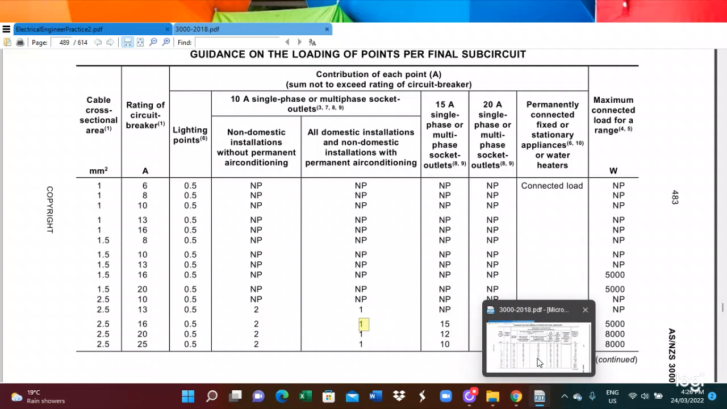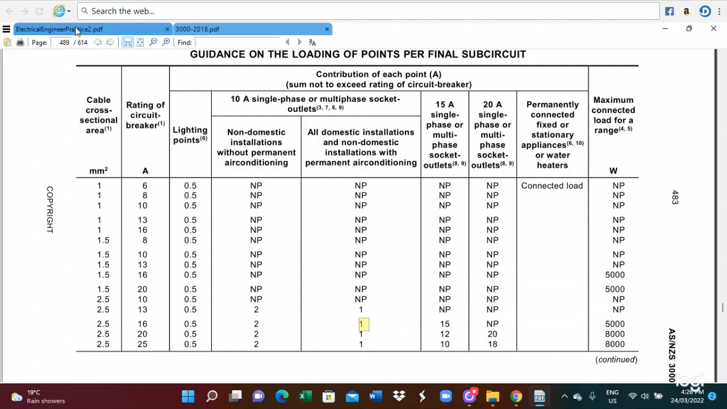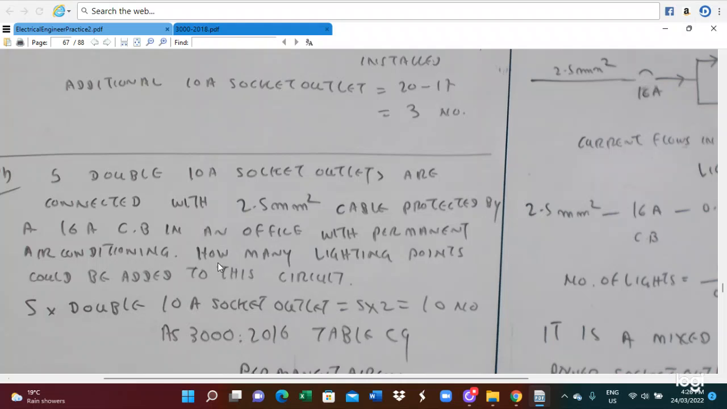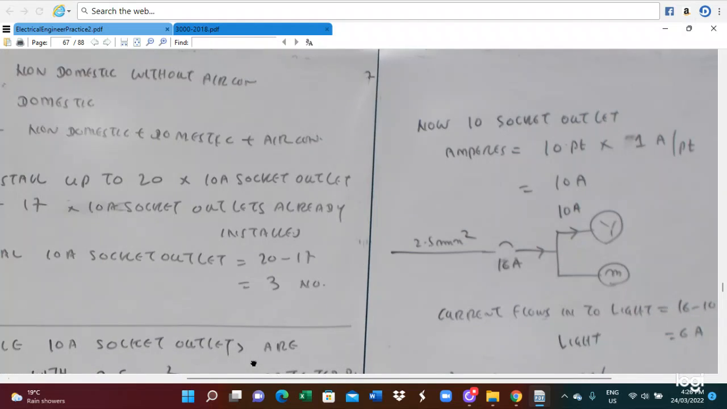But how many points are already installed? We can calculate that. 5 double 10 ampere sockets, 5 times 2 gives 10 already. So 10 points. So 16 minus 10 gives 6. So this is what is left. Only 6 ampere is available.